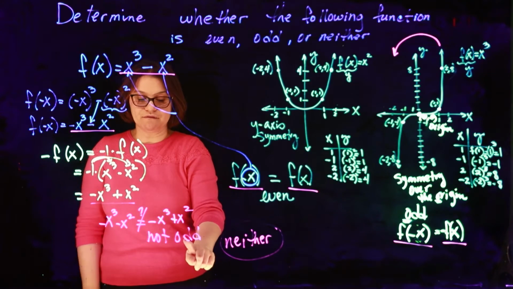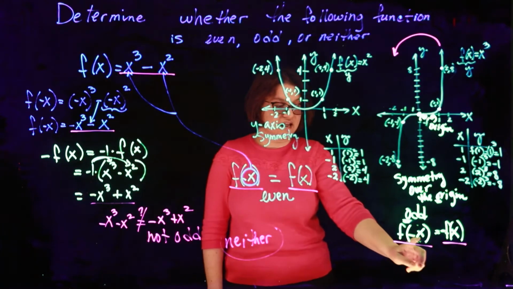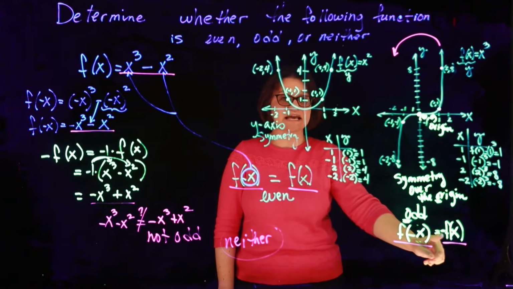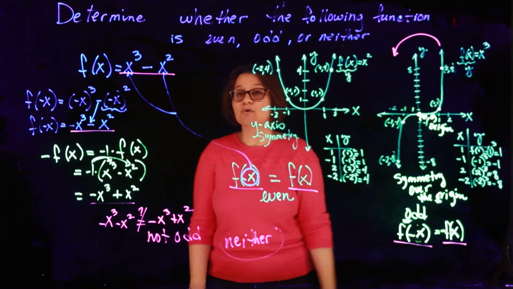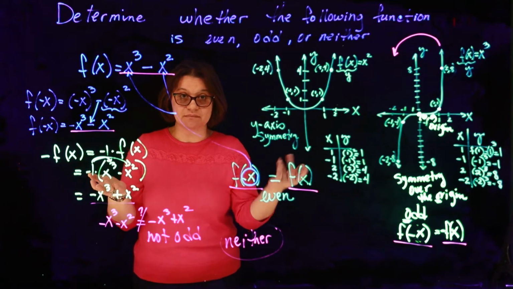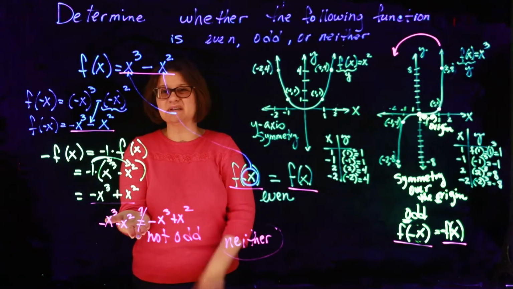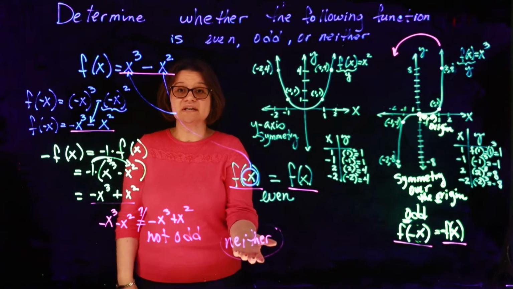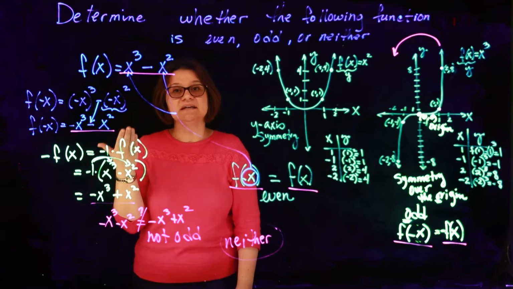Now remember, for the function to be odd, f of negative x should have been equal to negative f of x, and it wasn't. So we looked at the function being even, we determined it wasn't even. We looked at it for being odd, we determined it wasn't odd. So the result is this particular function is neither.